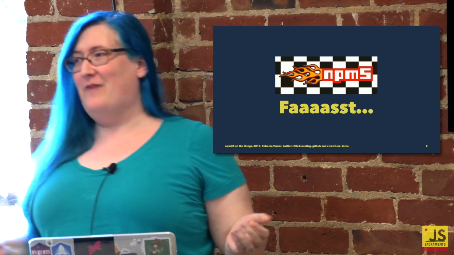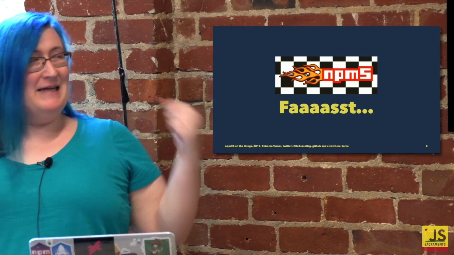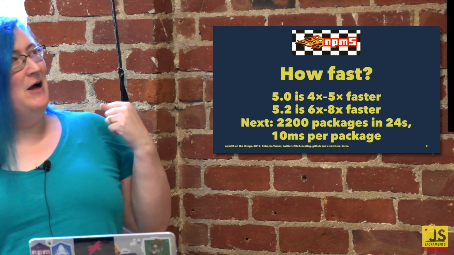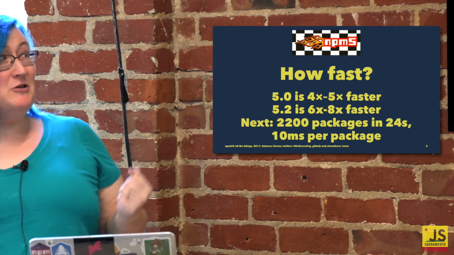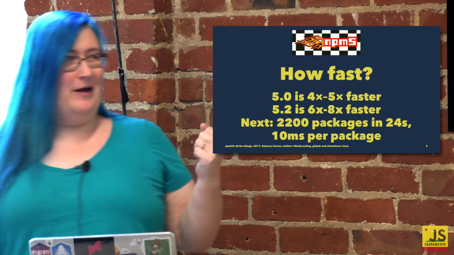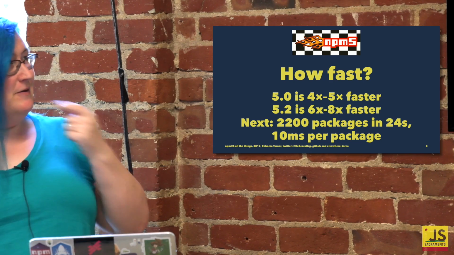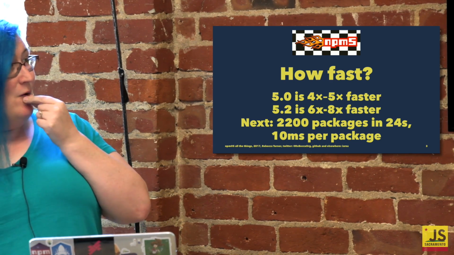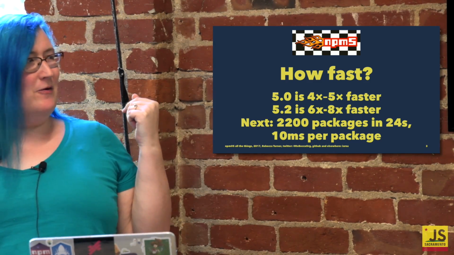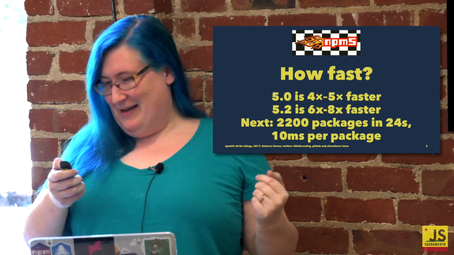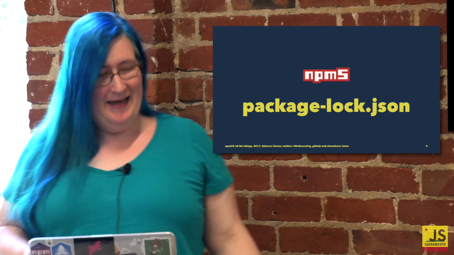And the first thing you'll notice about NPM 5 is that it is really, really fast. Just astoundingly fast. And how fast? Well, 5.0 was 4 to 5 times faster than 4.0. 5.2 was 6 to 8 times faster than 4.0. And the current version is in the range of 10 times faster than 4.0. So our current next release can do 2,200 packages in 24 seconds, 10 milliseconds per package. It is faster than I thought we would actually be able to make it.